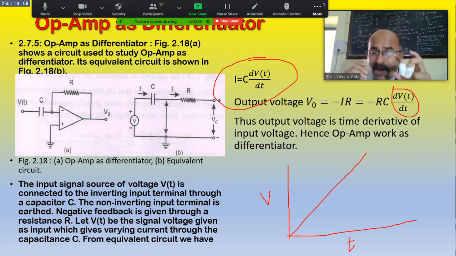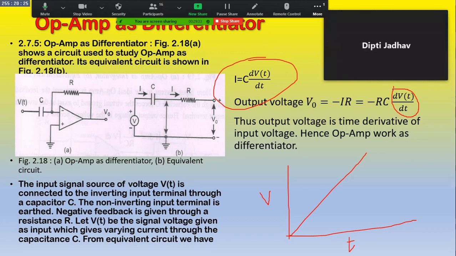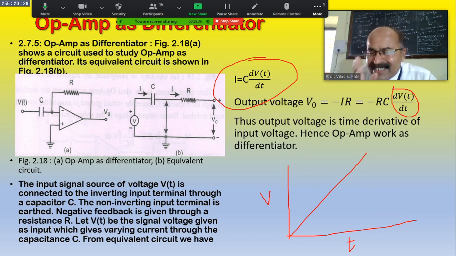Means here we perform the mathematical operation of the differentiation. आणि म्हणून लास्टला एंडिंगला स्टेटमेंट आहे, here in this way operational amplifier can work as differentiation or a differentiator. This question will be asked for the short note that is explain in brief the operational amplifier as a differentiator, किंवा explain in brief the working of the op amp as a differentiator, किंवा explain how the operational amplifier can be worked as the differentiator.